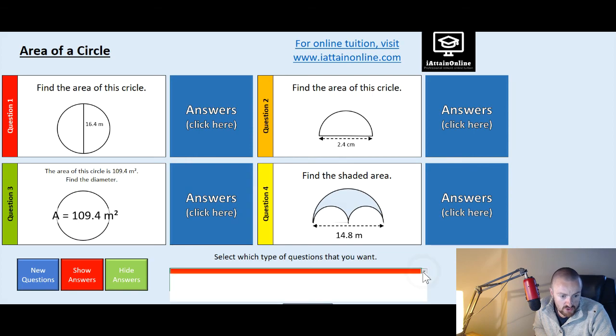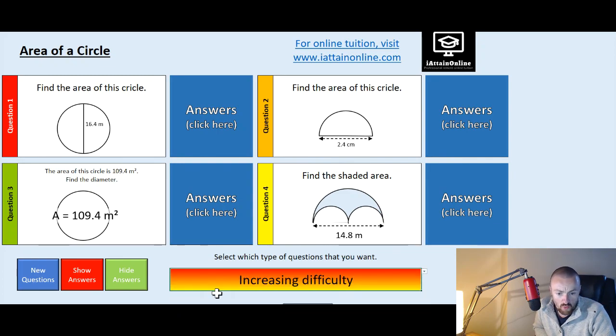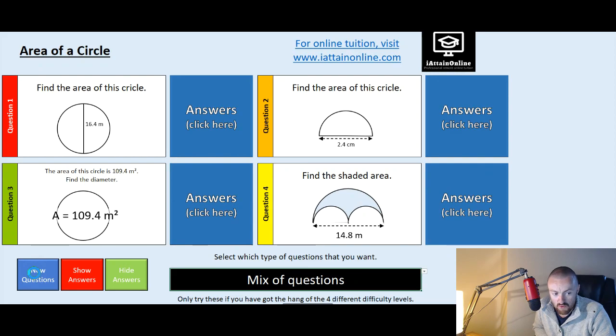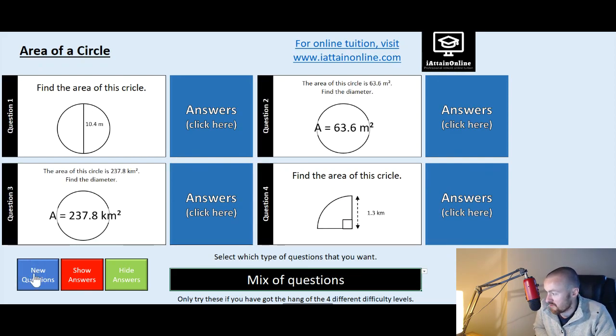And then if you want to try a particular type of question, you can do type 1, type 2, so 4 questions of the same difficulty. When you get to grips with all of them, it would be worth having a go at a mixture of questions. That way I don't tell you what type of question it is, and then you'll be able to get some practice with all sorts of questions.